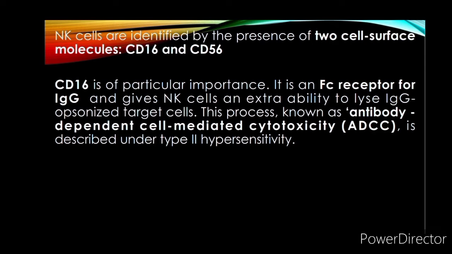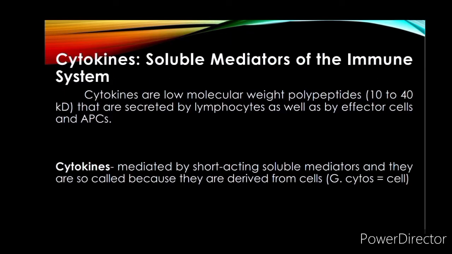So let's move on to the next slide, which is the cytokines, soluble mediators of the immune system. Cytokines are low molecular weight polypeptides, 10 to 40 kD, that are secreted by lymphocytes as well as by effector cells and the APCs. So cytokines are short-acting soluble mediators, and they are so called because they are derived from cells.